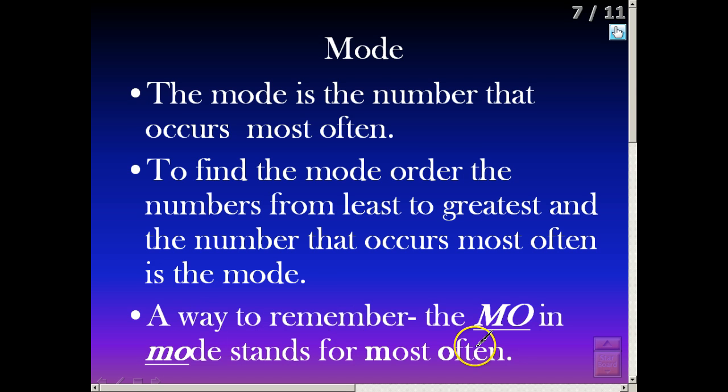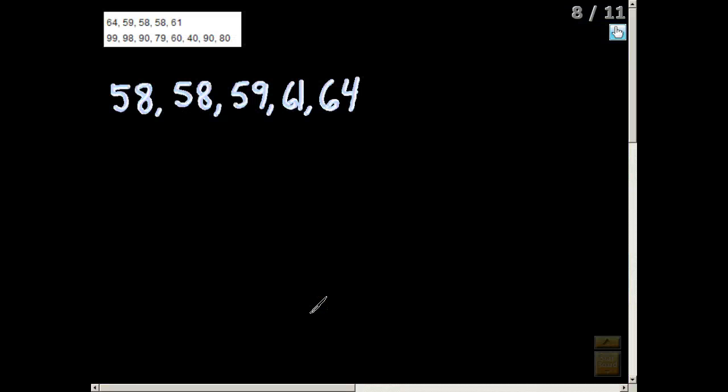A way to remember the mode is that the MO in mode stands for most often. So let's find the mode from this next set of data. Okay, so working with the same set of data, what I did already is I ordered these numbers from least to greatest, and that's not something you always have to do, like the mode, or I'm sorry, like the median. However, whenever you order numbers from least to greatest, you can see all the numbers that are occurring more than once, and it's very simple to do it that way.